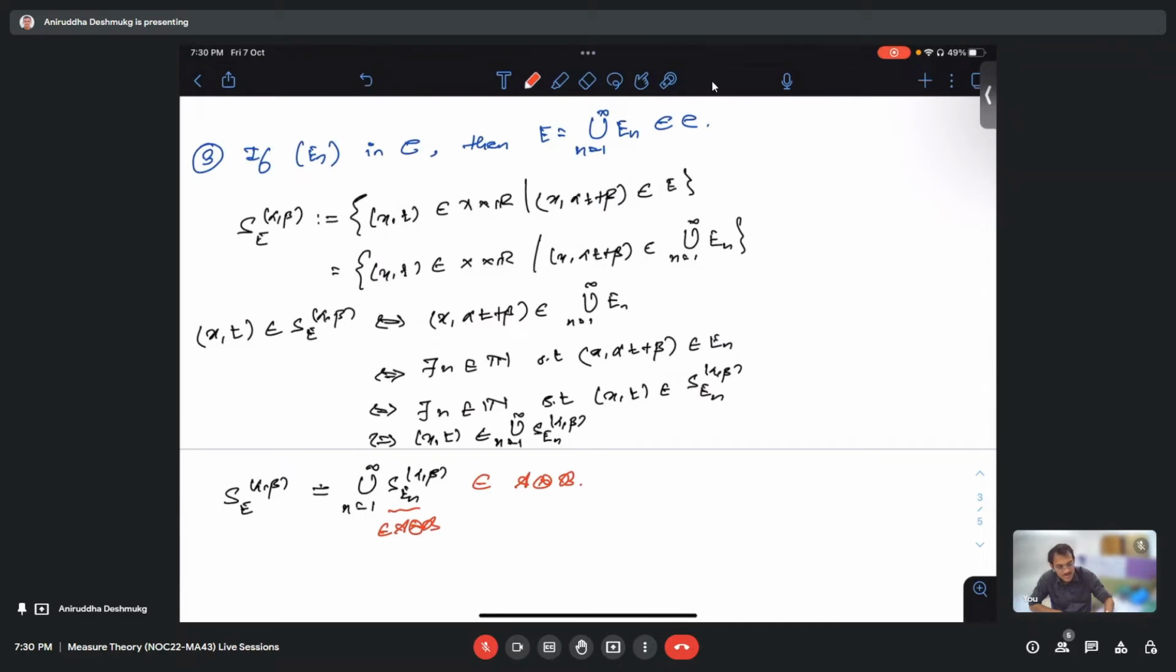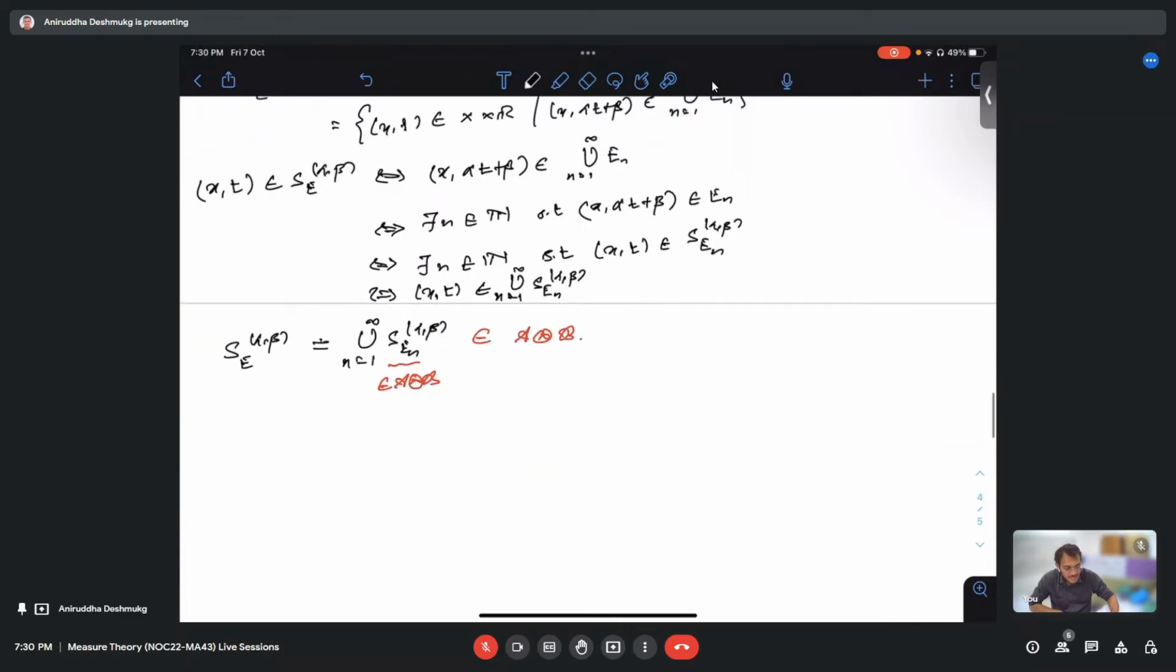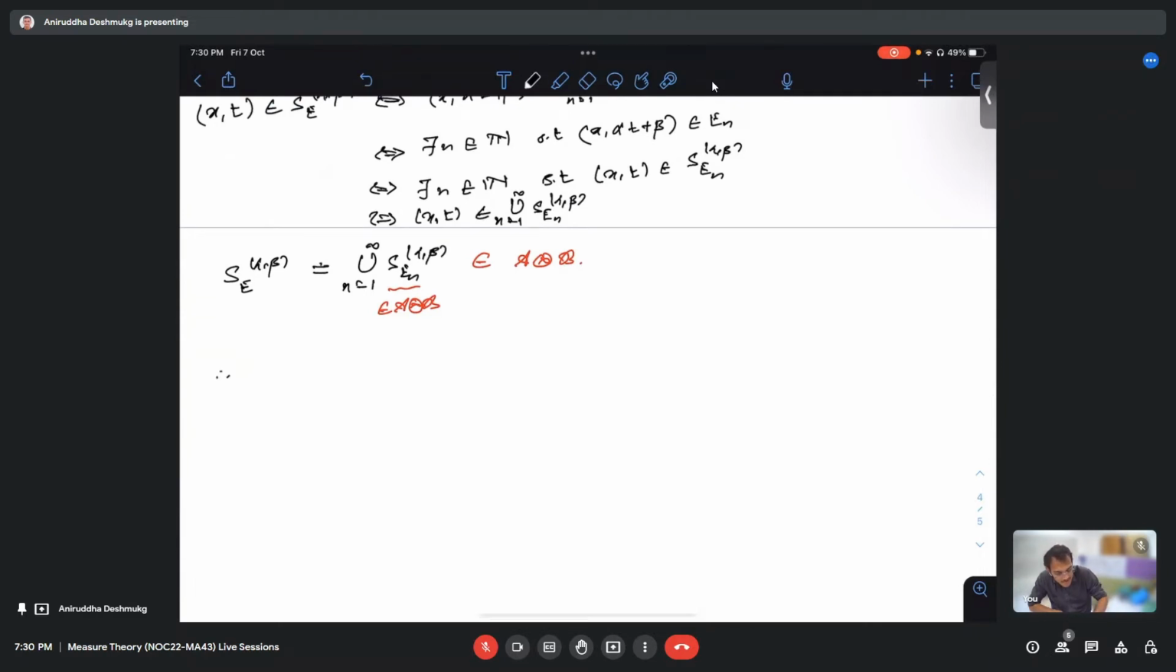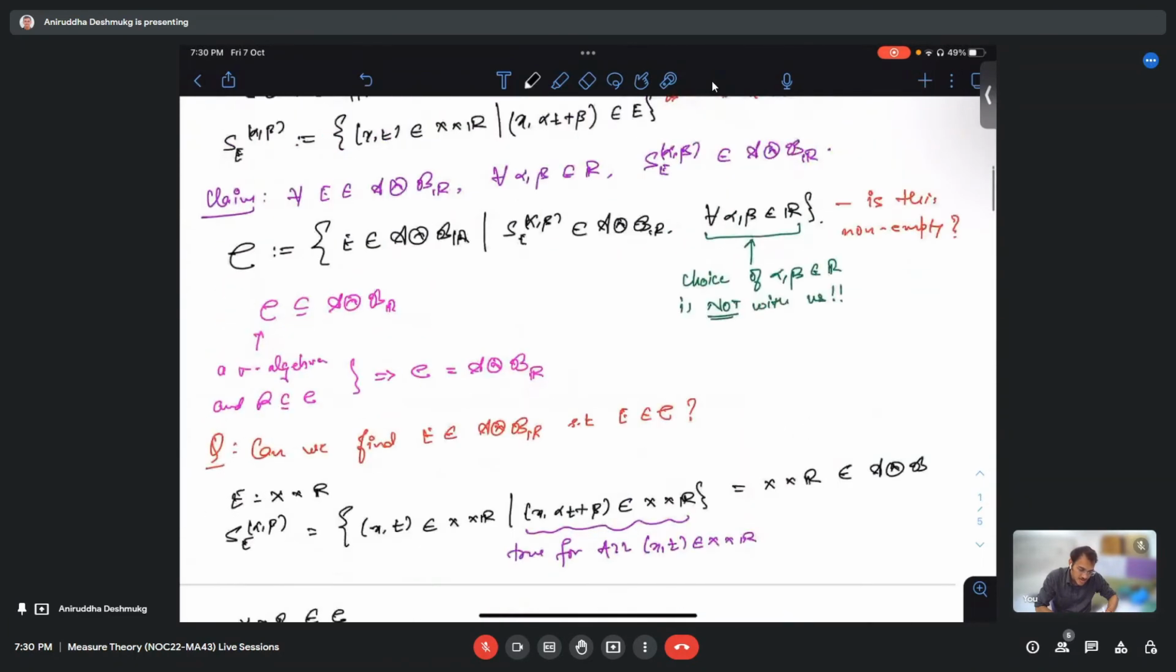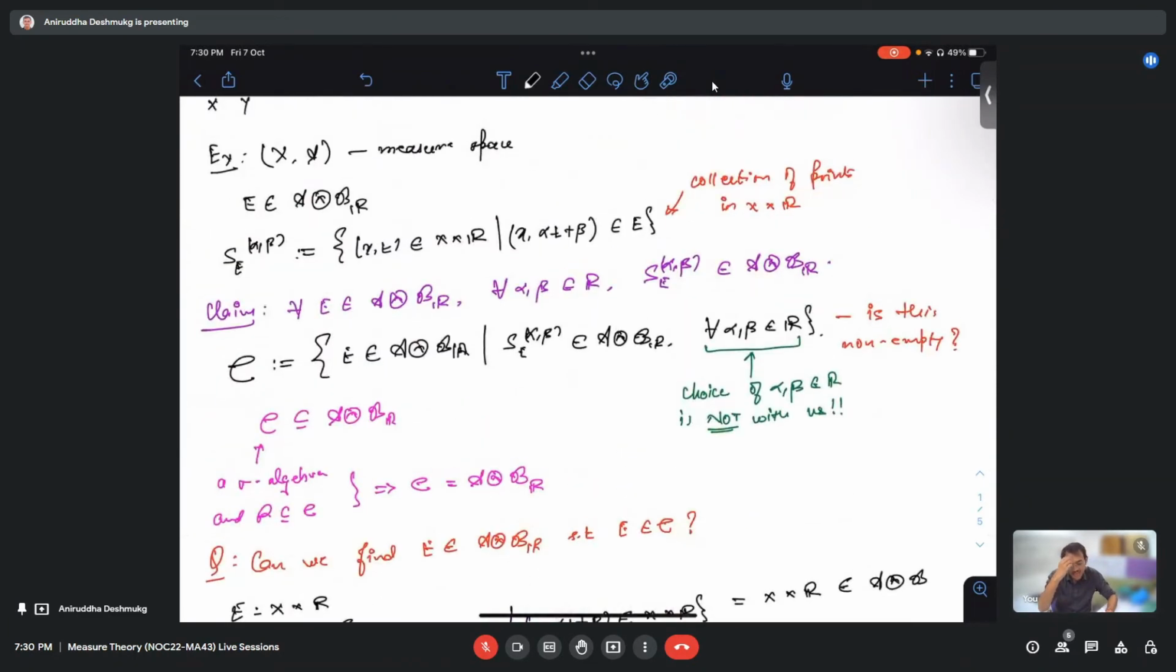C is basically the collection of all the SEs such that... Precisely. So therefore, C is a sigma algebra, and we are done. Therefore, C is the whole of A cross B, and that is what we wanted to prove. Because now what we have proved is, you take any element in A cross B, this S of E alpha beta is again inside A cross B.